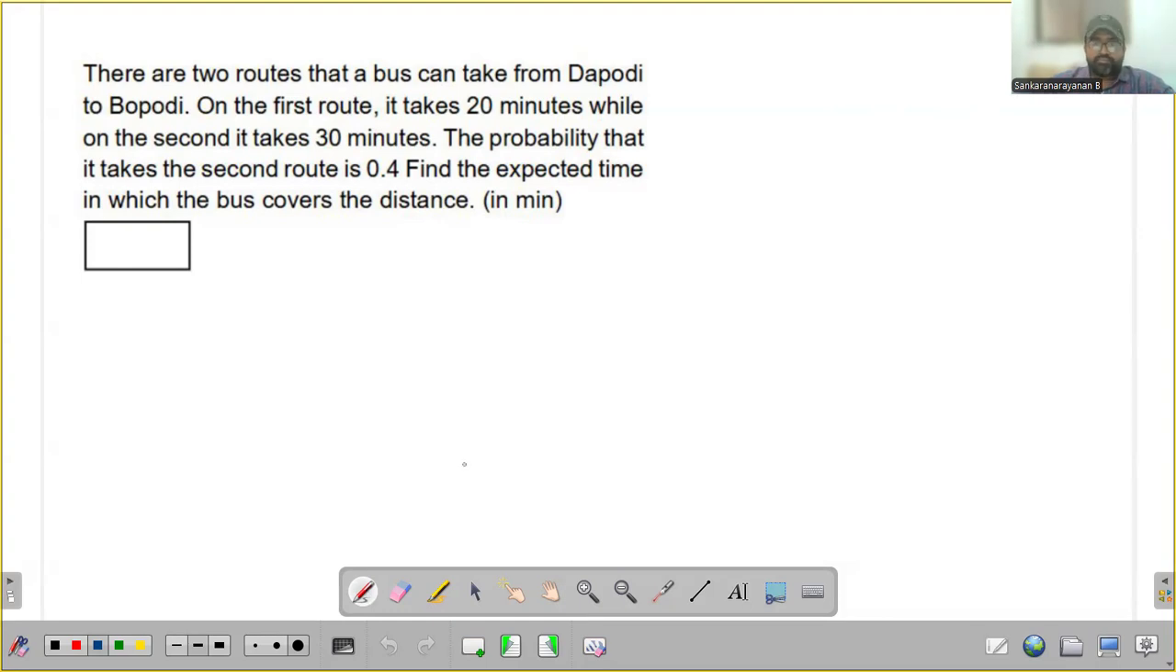Okay. So let's continue the discussion. There are two routes that a bus can take from Dapodi to Bopodi. Some two places are given. On the first route, it takes 20 minutes, while on the second, it takes 30 minutes. The probability that it takes the second route is 0.4. And the question is, find the expected time in which the bus covers the distance.